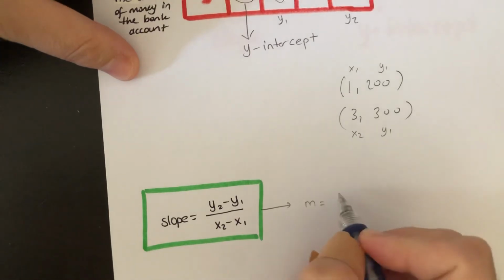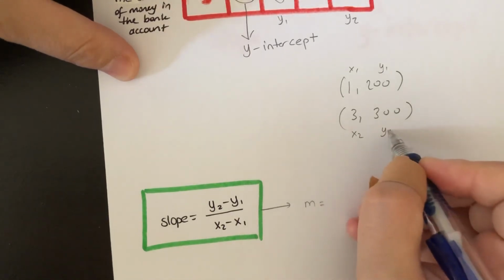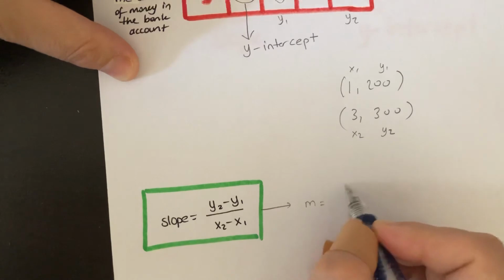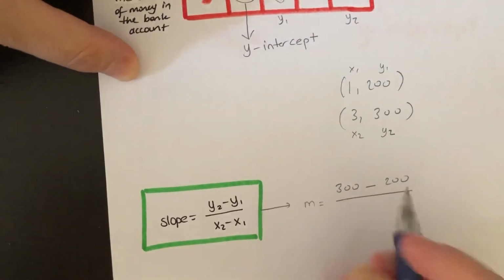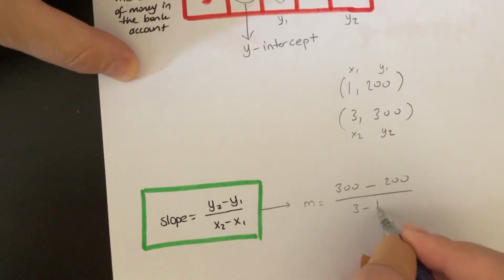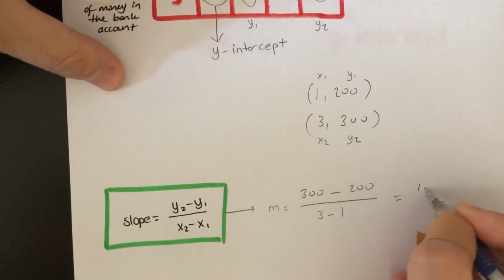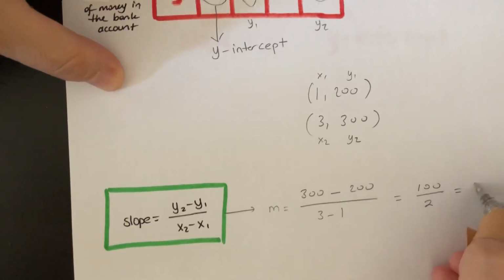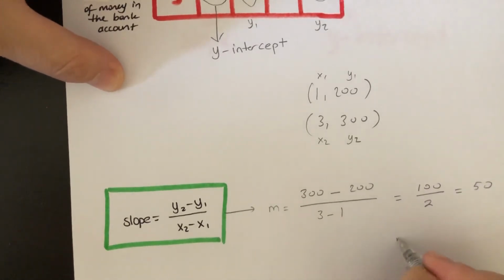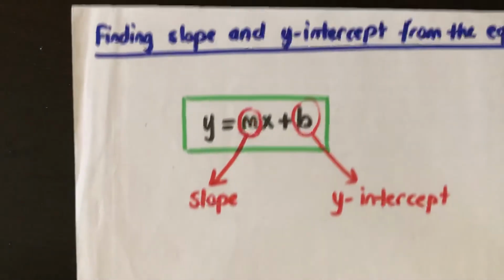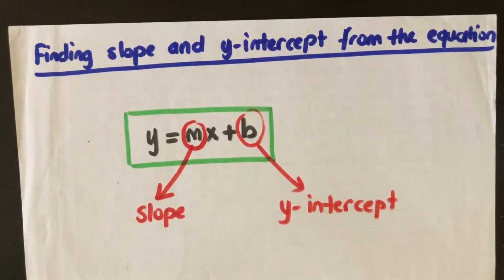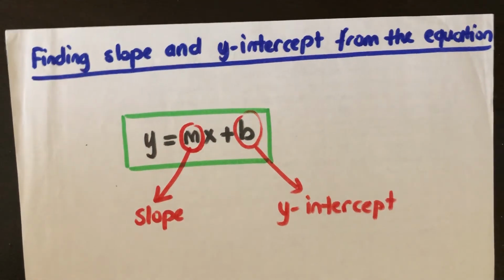So y2 is 300 minus y1, which is 200, over 3 minus 1. That is 100 over 2, which is 50. My slope is 50 for this table. Okay. So my third one is the equation. Now I will show you how to find the slope by using the equation.